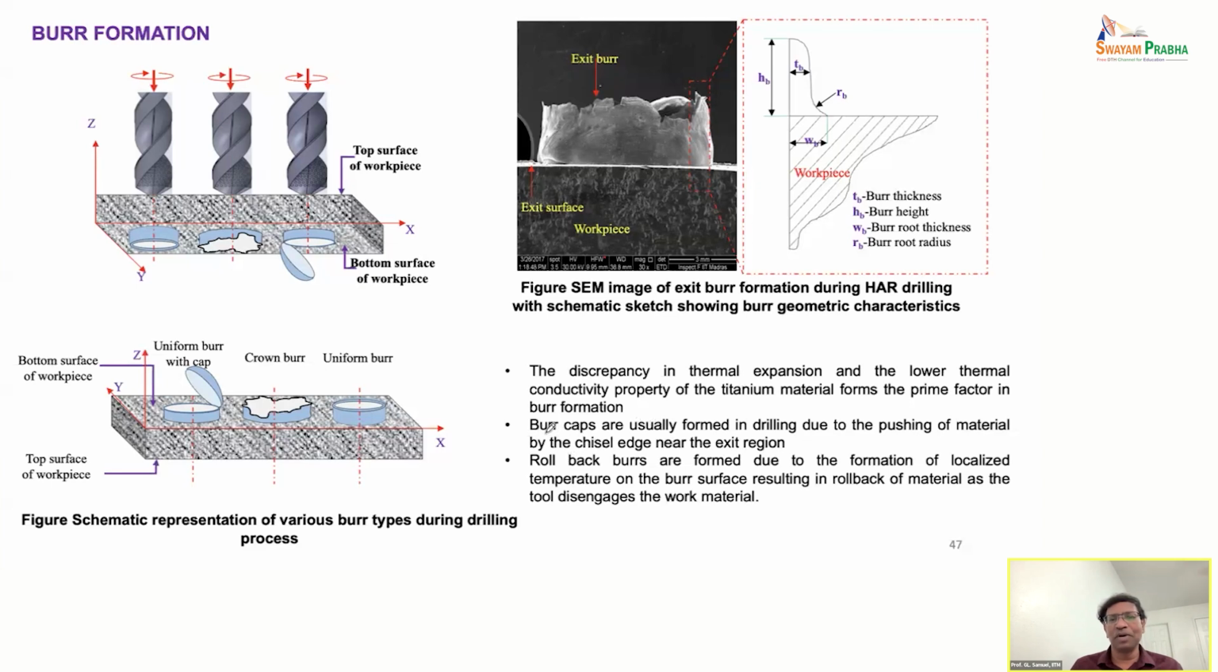And it also forms like a cap. So if we can have better machining, that cap can go out, and that gives a better surface.